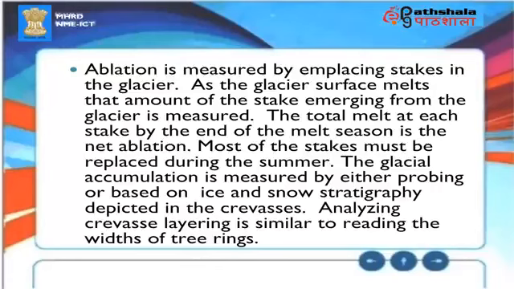The total melt at each stake by the end of the melt season is the net ablation. Most of the stakes must be replaced during the summer. The glacial accumulation is measured by either probing or based on ice and snow stratigraphy depicted in the crevices. Analyzing crevice layering is similar to reading the widths of tree rings.